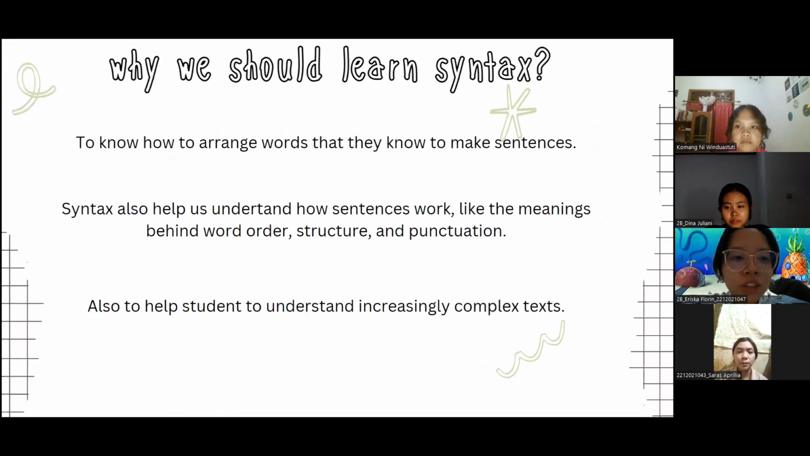Okay, why should we learn syntax? We should learn syntax to know how to arrange words to make sentences. And for the second one, we should learn syntax because syntax also helps us understand how sentences work, like the meanings behind word order, structure, and also punctuation. And the last one is because syntax also helps students understand increasingly complex text. Next.